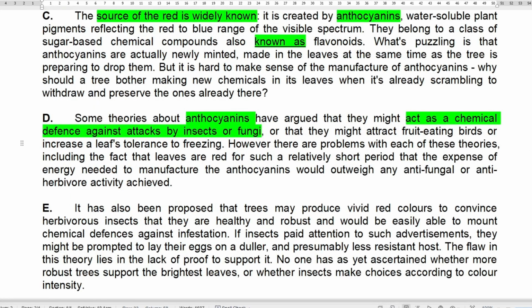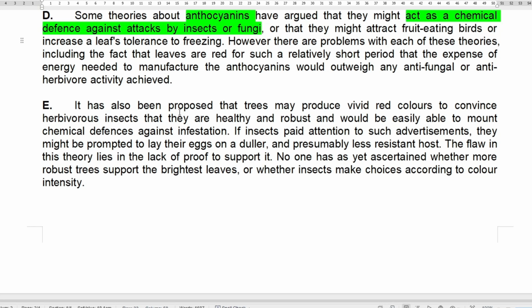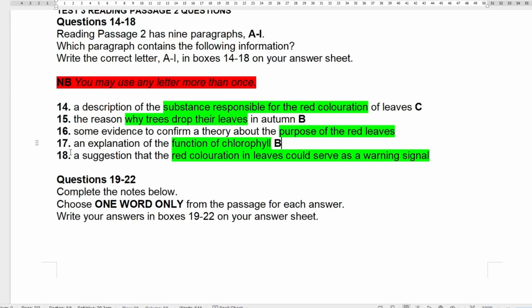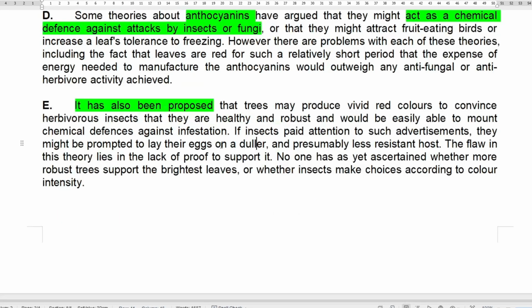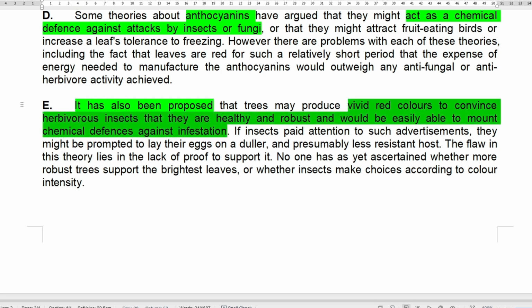Let's just read a little bit more. It has also been proposed. Okay, we have "it has also been proposed," which is some sort of suggestion. It has also been proposed that the trees may produce vivid colors to convince herbivorous insects that they are healthy and robust and would be easily able to mount chemical defenses against infestation. So there we go, we have the answer.